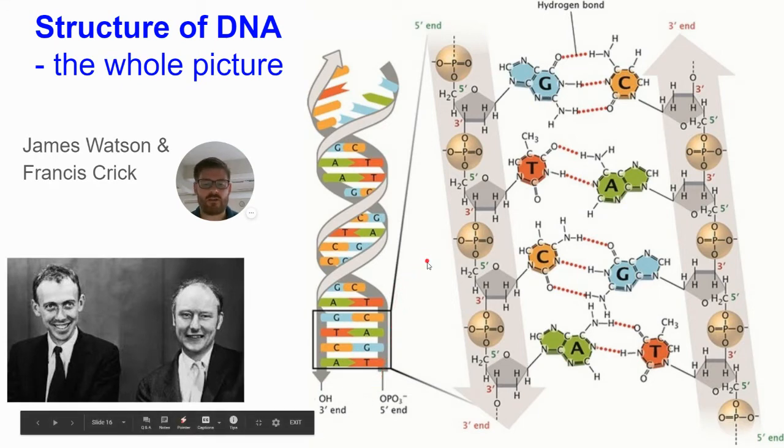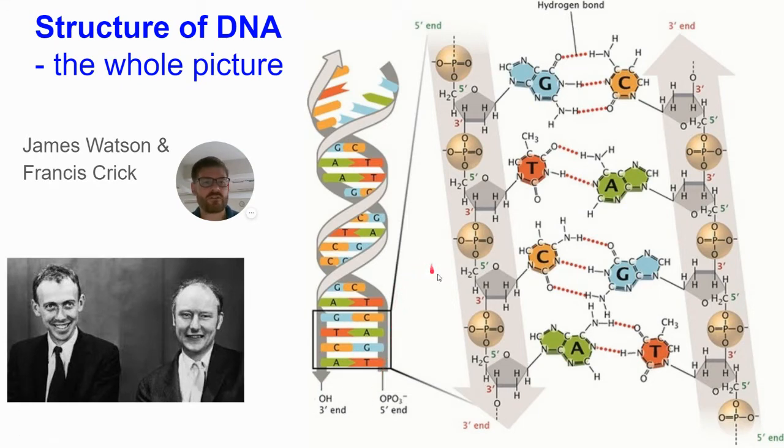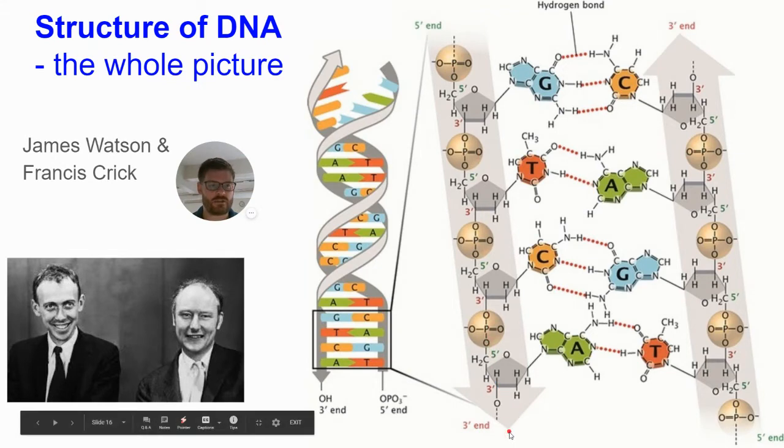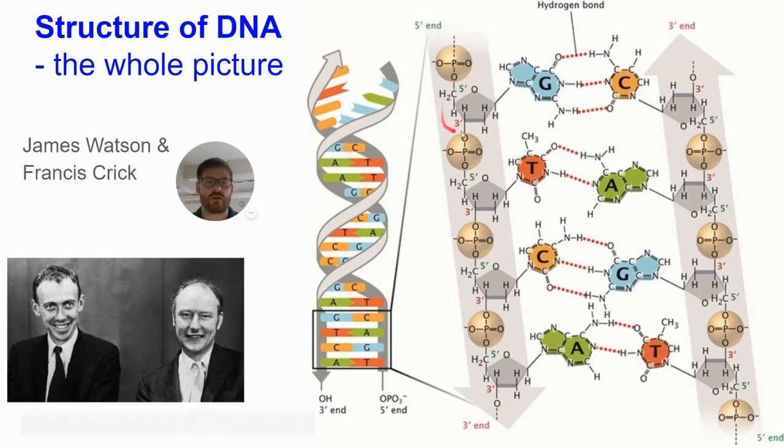All right, so this is the whole picture that we've got, right? They also gave us information about the direction of this. There's a specific direction in which the molecule can be read, depending on which side you're looking on. You can see the arrows here and here. So we call this the 5' end and the 3' end. And where that naming comes from has to do with the sugar molecules that are on here.